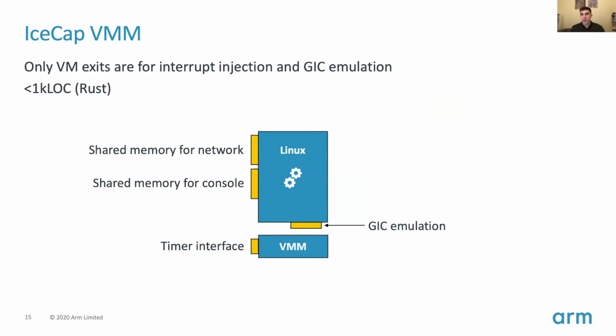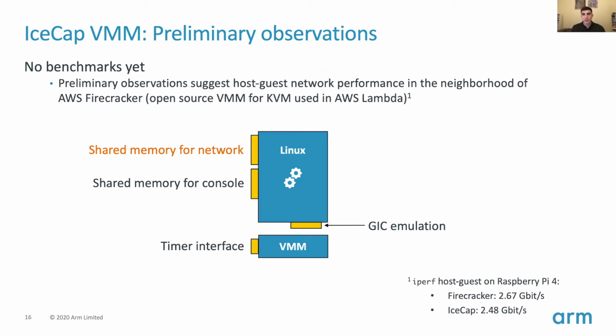The VMM should really just be a shim between the Linux guest and the host. Towards that end, we've written the Linux kernel drivers so that most of the guest interfaces are attached directly to the virtual machine. In fact, the virtual machine monitor's only responsibilities are to inject interrupts and to emulate the generic interrupt controller. We're able to achieve this in less than 1,000 lines of Rust code. We have plans to reduce this even further, which I'll touch on in a bit.